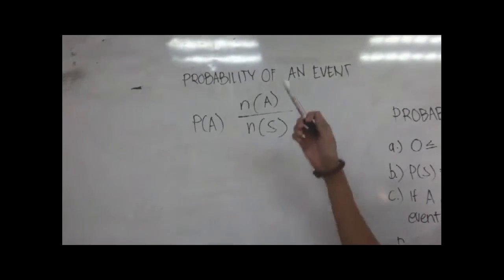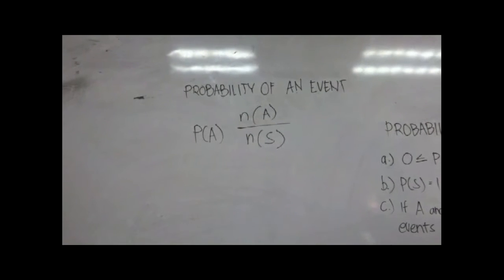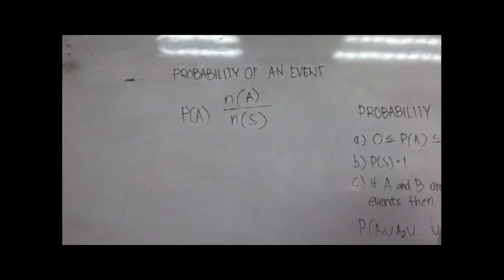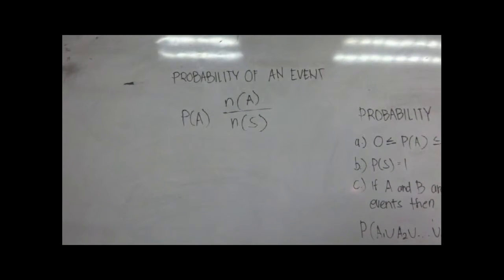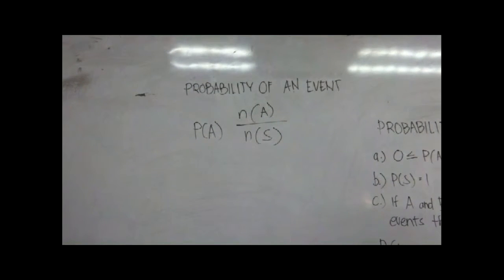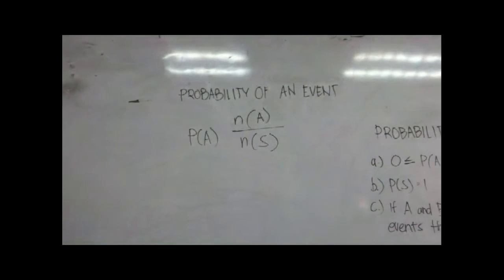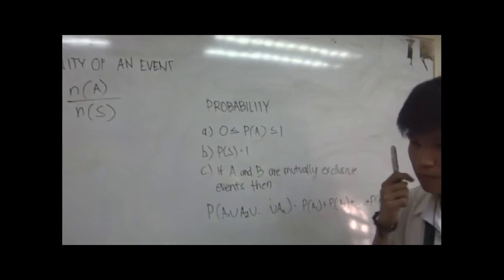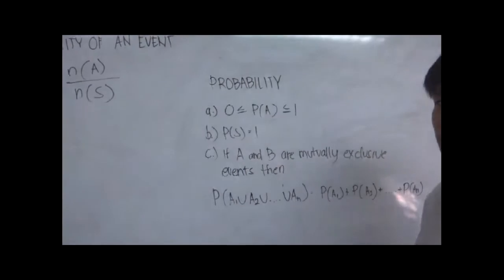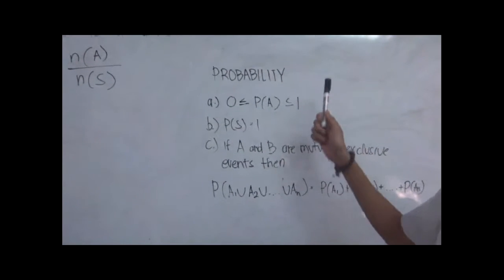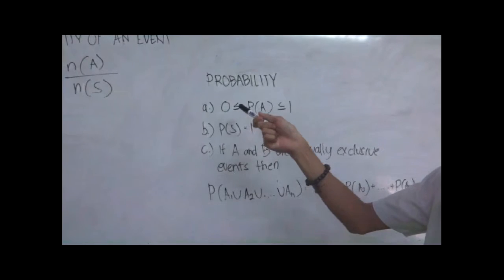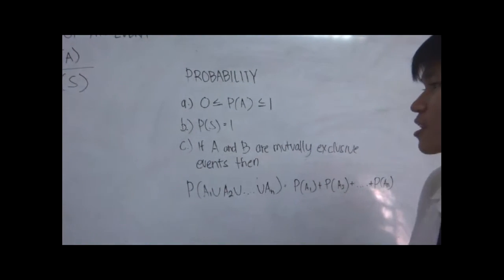Let's talk about probability of an event. Probability of an event is denoted by the probabilities assigned to the simple events that comprise the event A. Note that S is the sample space. Here are some terms about probability. A. Probability can be less than or equal to 1 and also greater than or equal to 0.